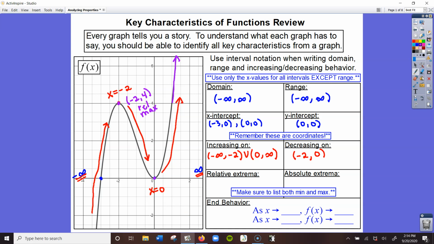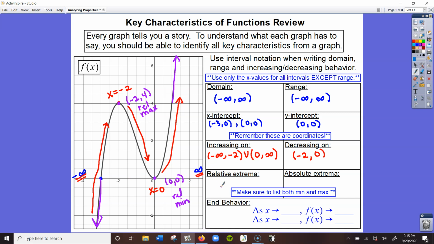Versus this point right here, this is the one that I would consider a little dip. This is a minimum. Now again, we have to check, is there anything below this point? And I see that we have graph behavior below (0, 0), meaning that is not the absolute minimum. If it was the absolute minimum, there would be absolutely nothing below it. So this would be considered a relative minimum.